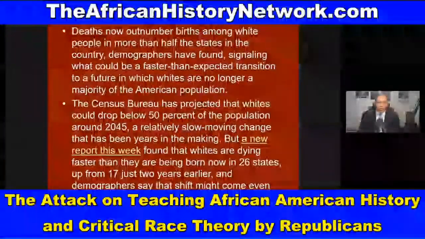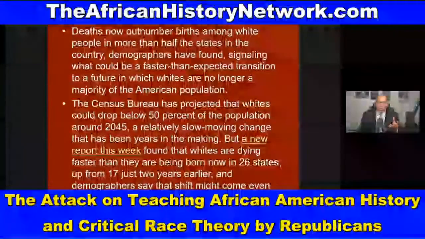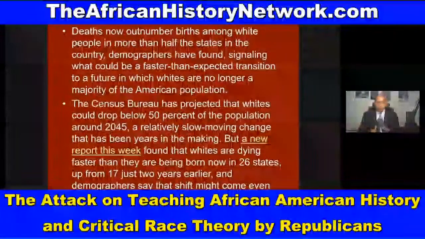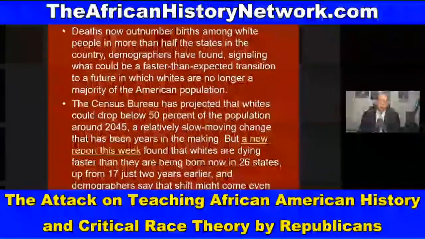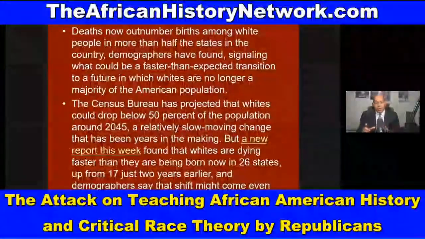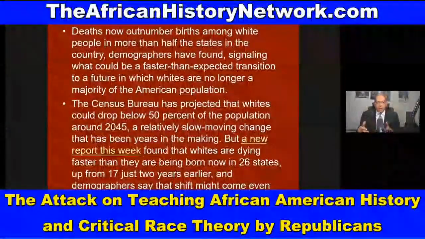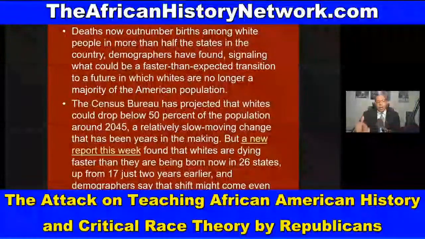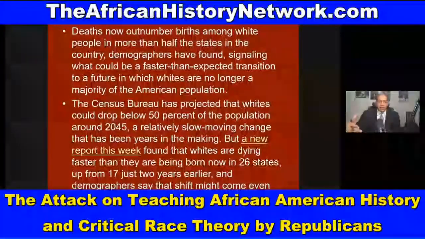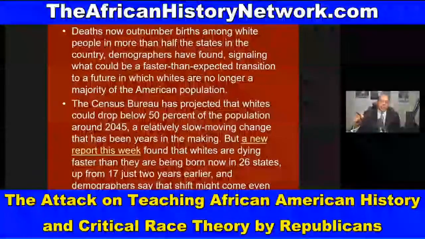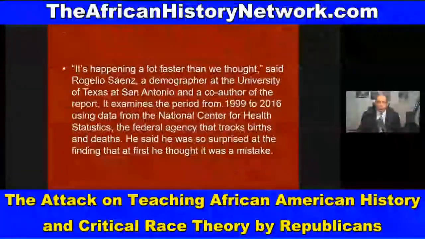But a new report this week, when this article came out, it came out in June of 2018, found that white people are dying faster than they are being born now in 26 states out of 50, which is up from 17 states out of 50 just 2 years prior. And demographers say that shift might come even sooner.